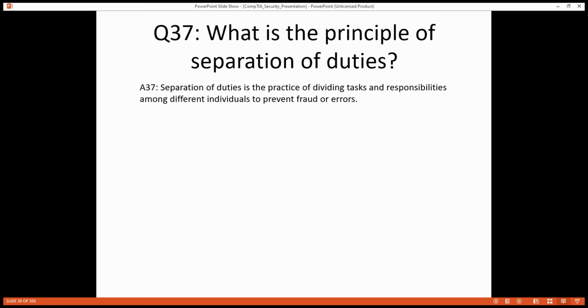Q37. What is the principle of separation of duties? A37. Separation of duties is the practice of dividing tasks and responsibilities among different individuals to prevent fraud or errors.